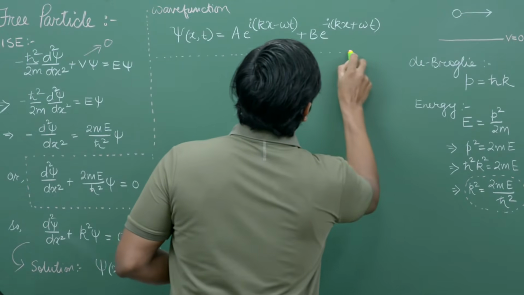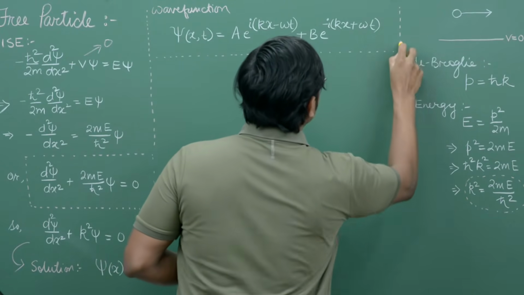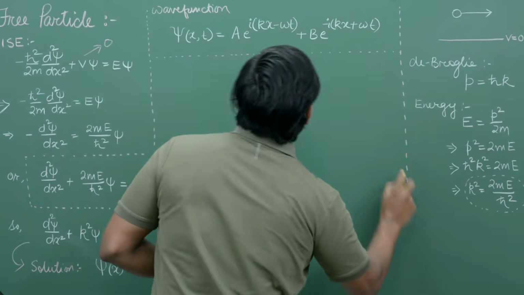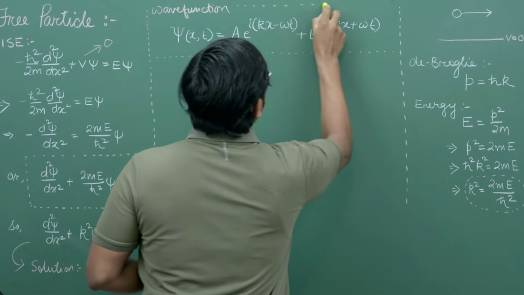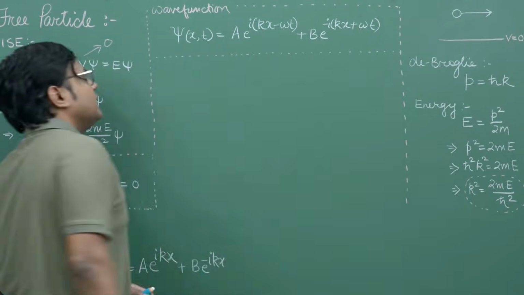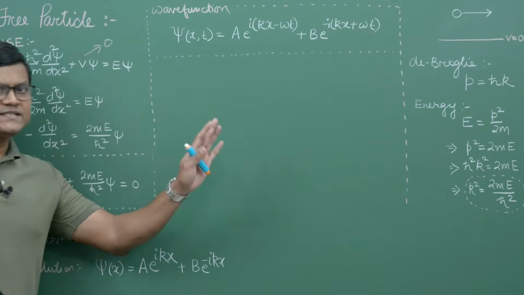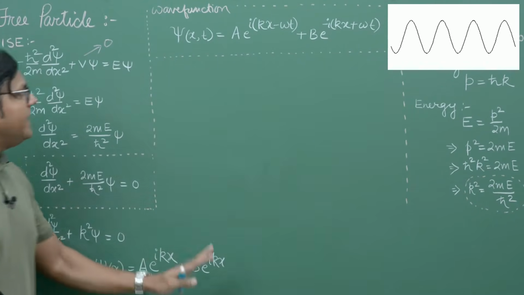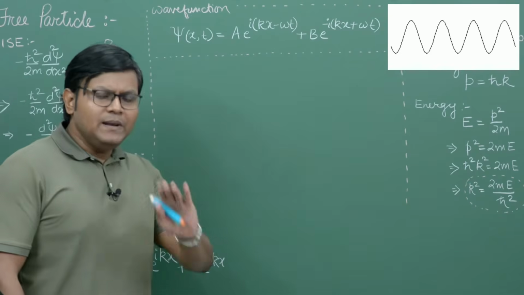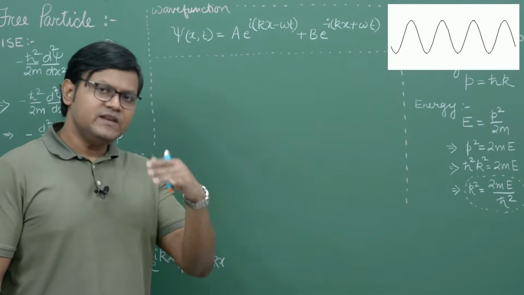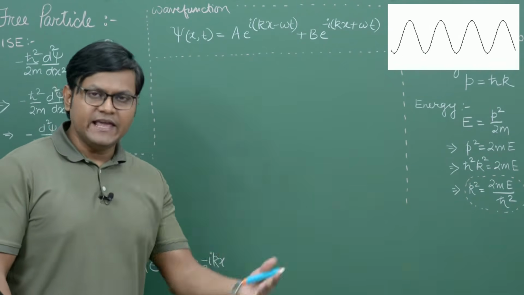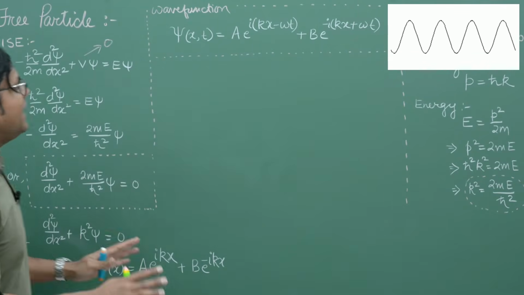Now what does this function actually represent? That is a good question. What does this function actually represent? You see, this is nothing but a plane wave solution. Plane wave means it's a very simple sinusoidal variation. It's not complicated at all.